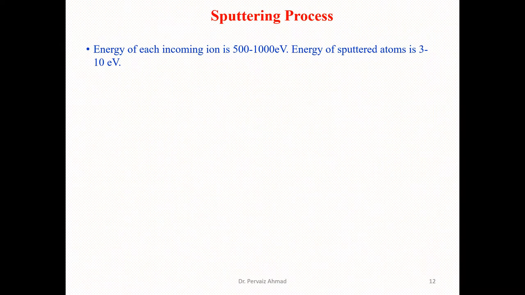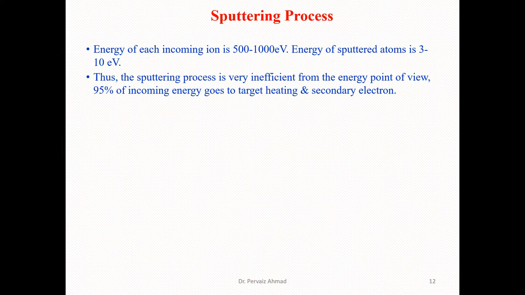In the sputtering process, we normally have energy. The energy of each incoming ion should be in the range of 500 to 1000 electron volts, and the energy of the sputtered atom is 3 to 10 electron volts. So we have the energy for the incoming ion, and along with that, the energy for the sputtered atom. Thus, the sputtering process is very inefficient from the energy point of view.